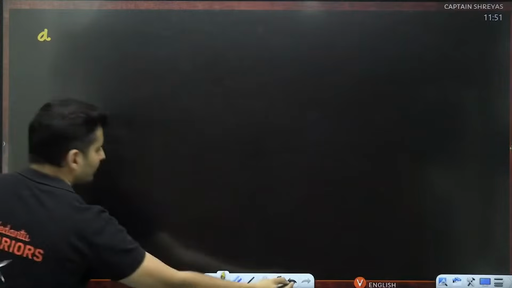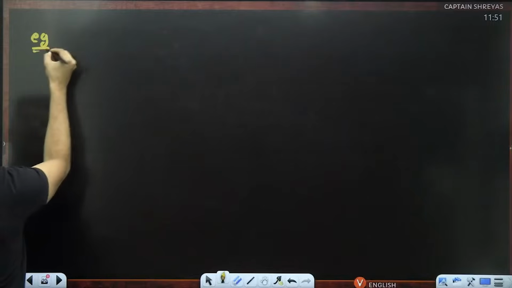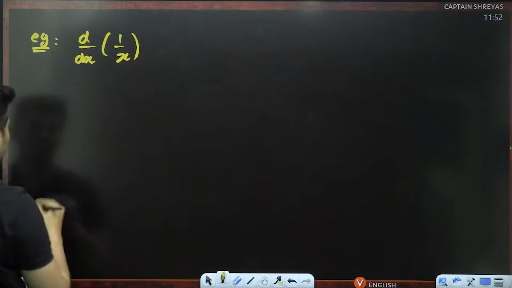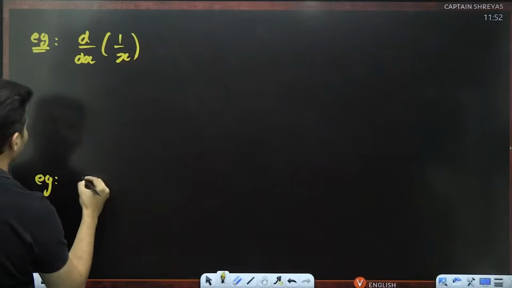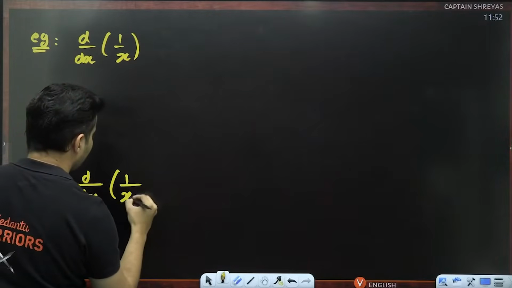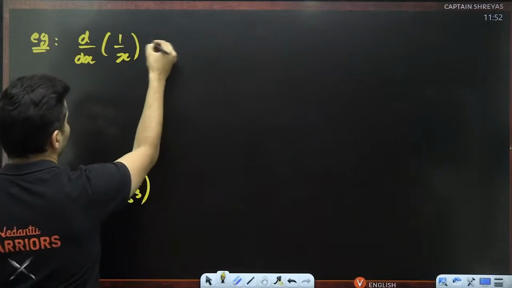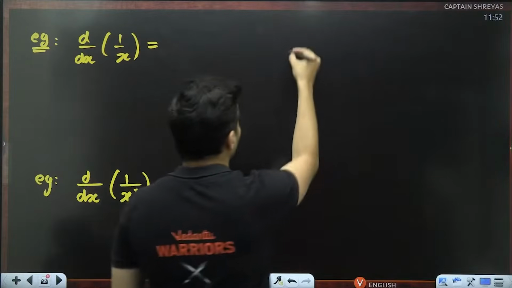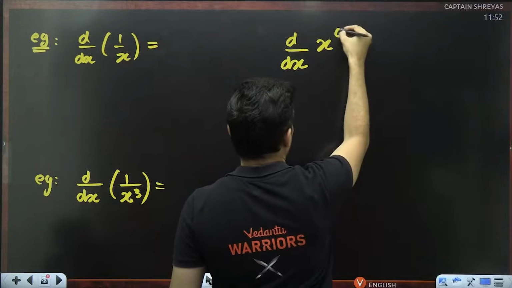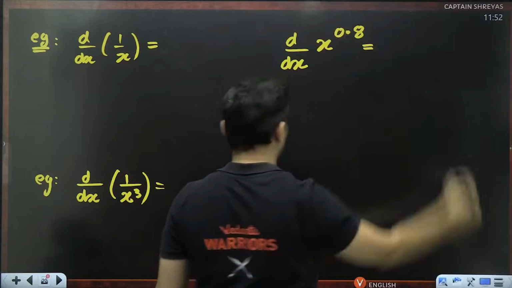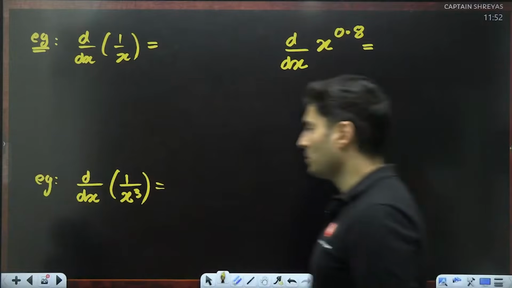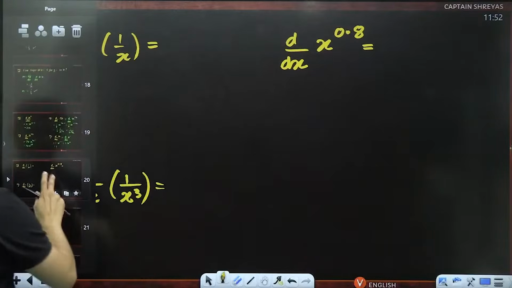Find the derivative of d by dx of 1 by x. How much is it? Next question. Find the derivative of 1 by x raised to 3. How much is it? Next, find the derivative of x raised to 0.8. How much is it? These are the 3 next questions. Come on, figure this out. Everyone with me on this?